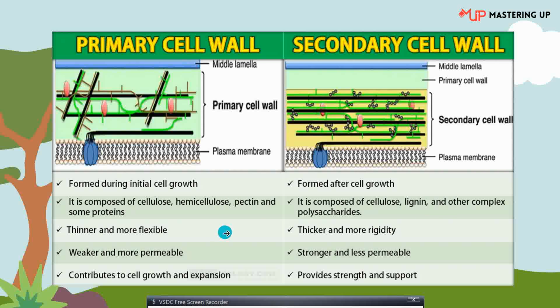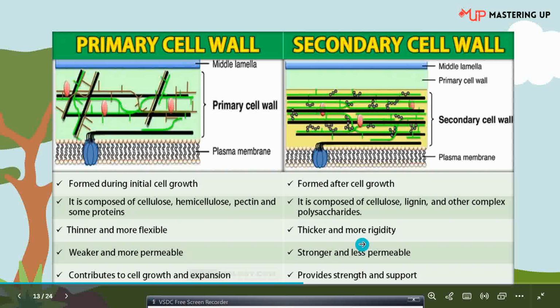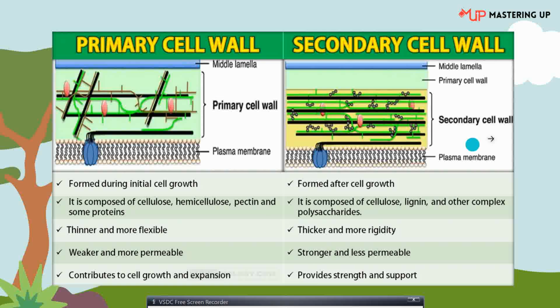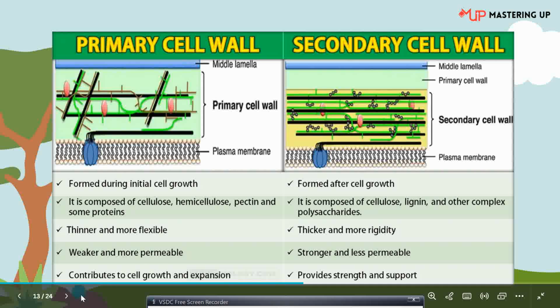Primary cell wall is thinner and more flexible, while the secondary cell wall is thicker and more rigid. Primary cell wall is weaker and more permeable, while secondary cell wall is stronger and less permeable. Primary cell wall contributes to cell growth and expansion, while secondary cell wall provides strength and support. Okay, so this is the difference between primary and secondary cell wall. You can just take a screenshot or write it down.